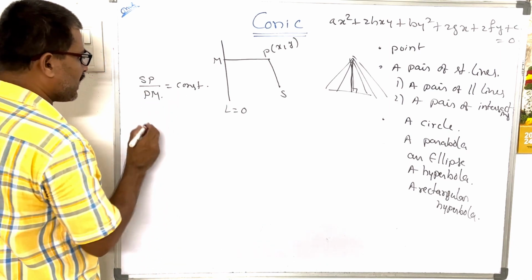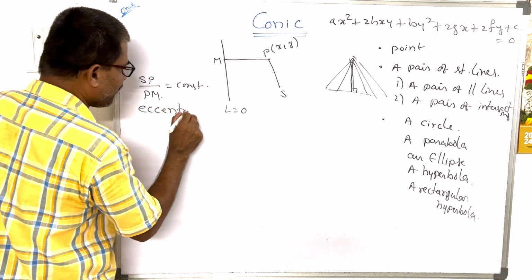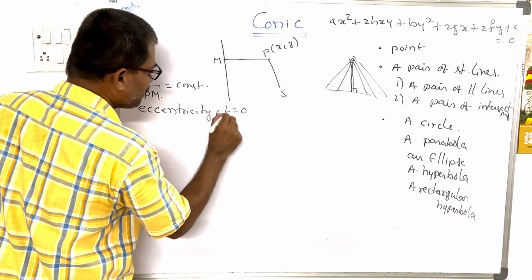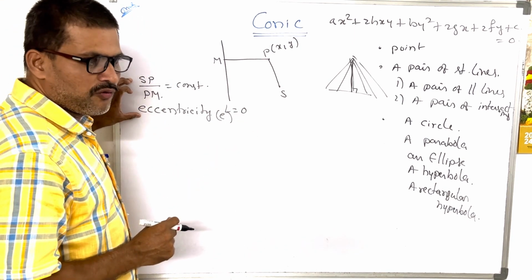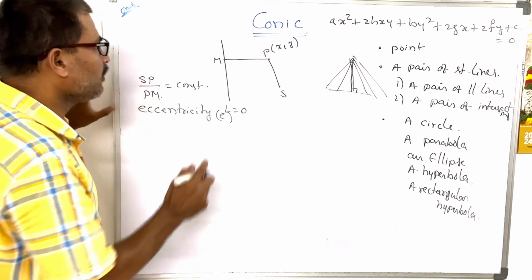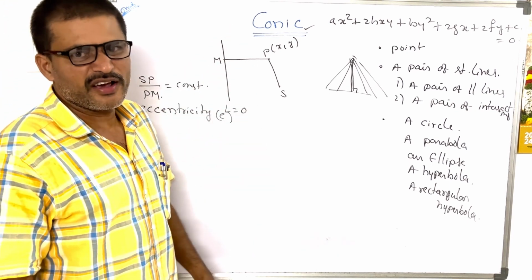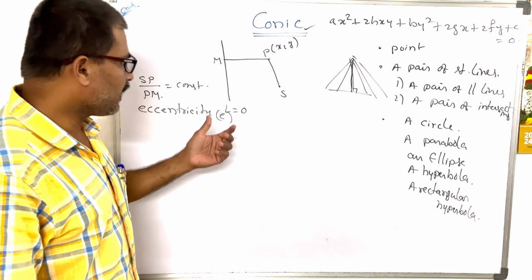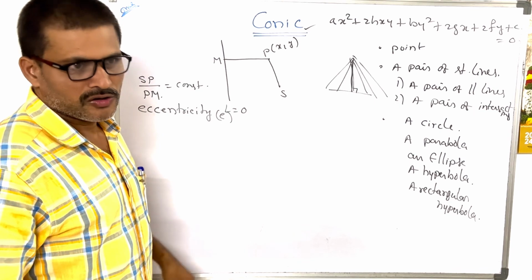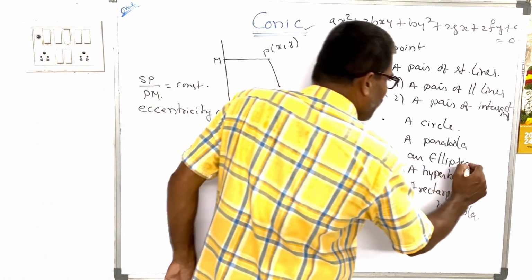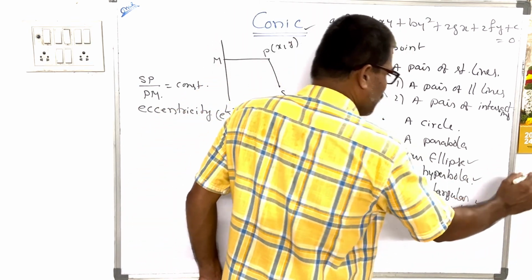This constant ratio is treated mathematically as eccentricity. Simply it can be denoted as small e. So this type of formation is called a conic section. Now here we take one straight line and one fixed point.